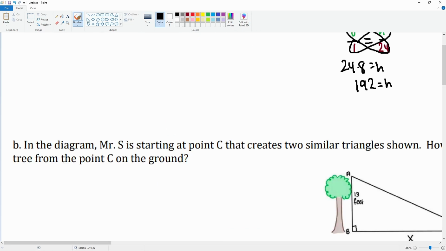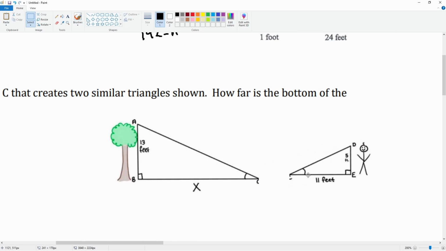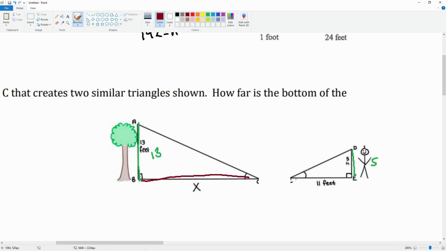Okay, so here's the image. We want to create 2 similar images, and here's Mr. S. Boom, there you go. Do we have the height of Mr. S? Yes, we do. We can make that green. So here's Mr. S's height, which is 5, and then we have the height of the tree, which is 13. Then we have the ground part, which is X, and then we have 11.